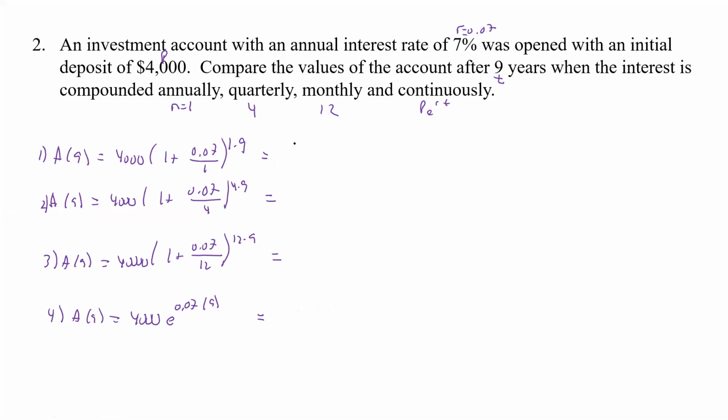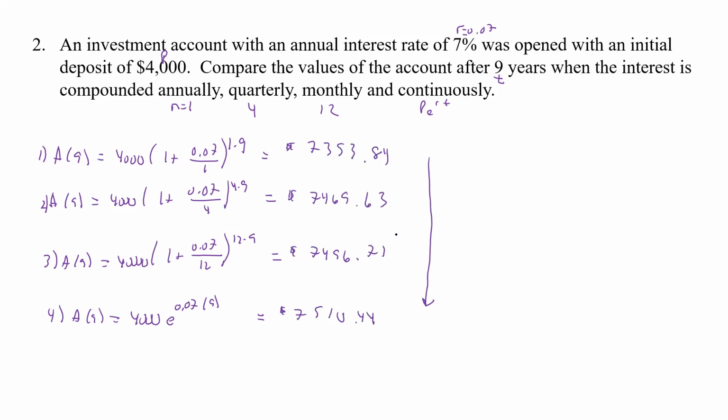So let's write all those down. The first one was 7,353.84. The next one was 7,469.63. The next one was 7,496.71. And our last one was 7,510.44. So you can see as n increases, we get more and more money until we hit that continuously compounding interest there. Okay. All right, so that's all I have. So hopefully that will help you.